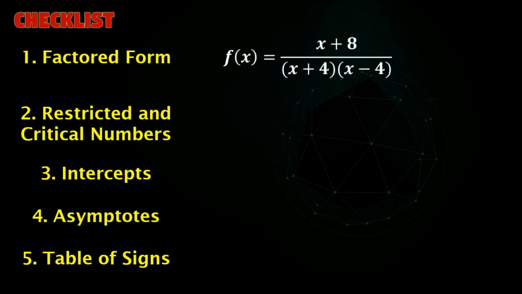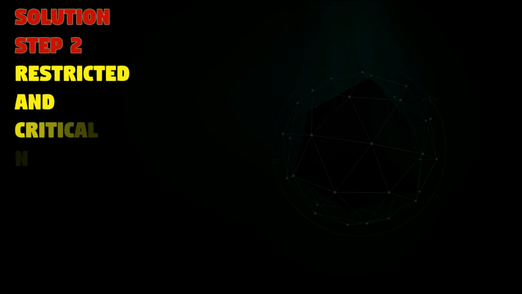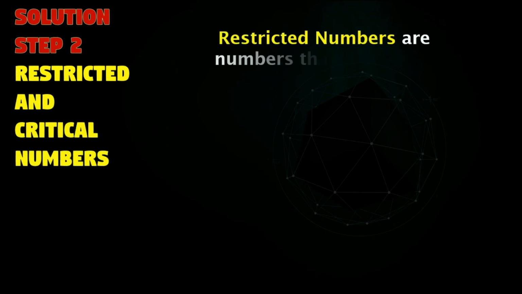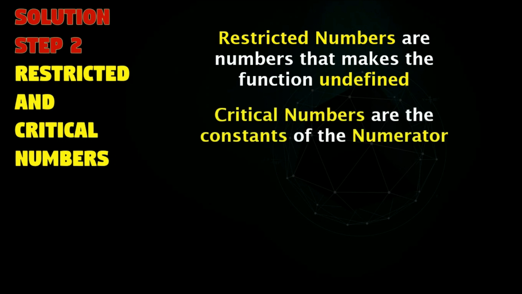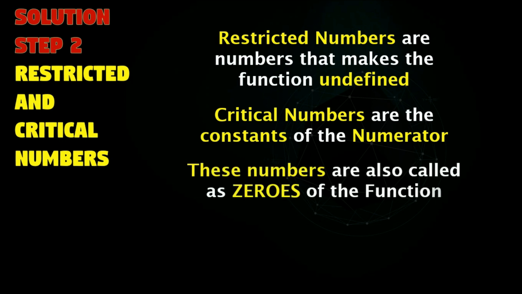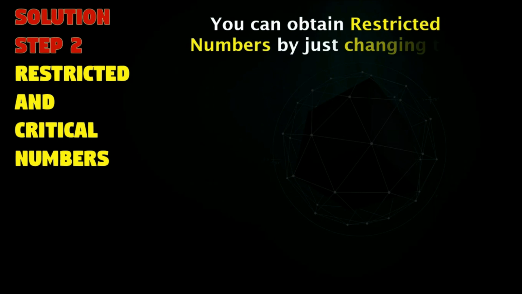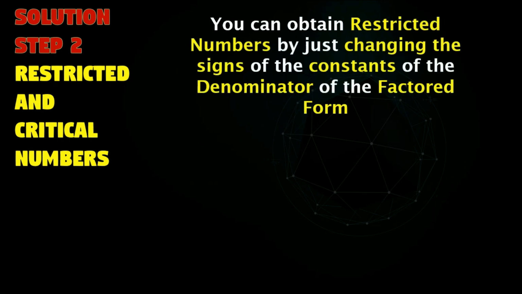Step 2, restricted and critical numbers. Restricted numbers are numbers that will make the function undefined. On the other hand, critical numbers are the constants of the numerator. These two important numbers are also called zeros of the rational function. Basically, you can obtain restricted number by just changing the signs of the constants of the denominator.